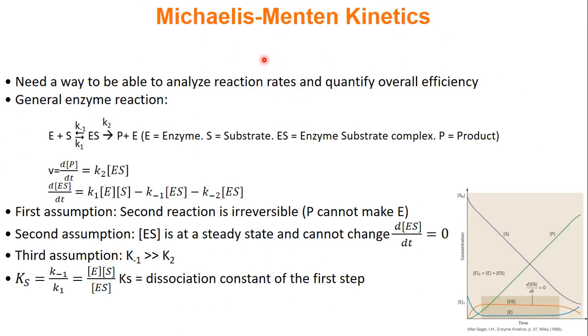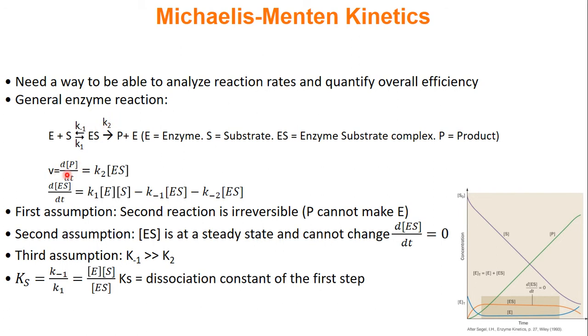Now, let's talk about the kinetics we're mostly going to use for enzymes, and that's called Michaelis-Menten kinetics. Our general enzyme scheme for Michaelis-Menten is that an enzyme plus a substrate will form an enzyme-substrate complex with a rate constant of K1. This can break down to reform enzyme plus substrate with a rate constant of K minus 1. This enzyme substrate complex can also go and make product plus enzyme, which has a rate constant of K2.